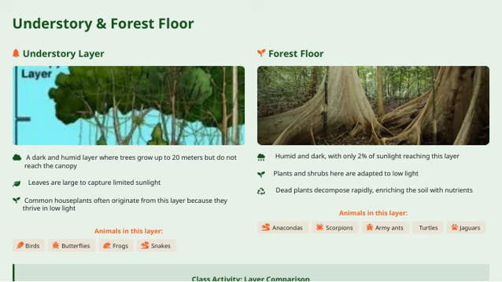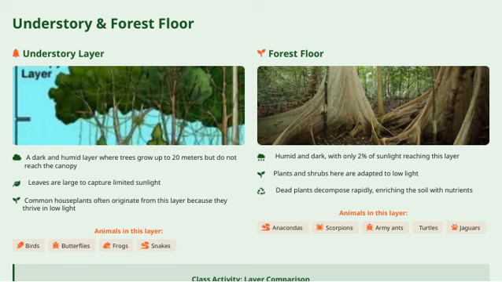The forest floor is a hub of activity for decomposition. Dead plant material breaks down quickly, enriching the soil with vital nutrients that support new plant growth. The animals that inhabit this layer include anacondas, scorpions, army ants, turtles, and jaguars. Many of these creatures are adapted to the dark, humid environment, often hunting or hiding among the fallen leaves and decaying matter.